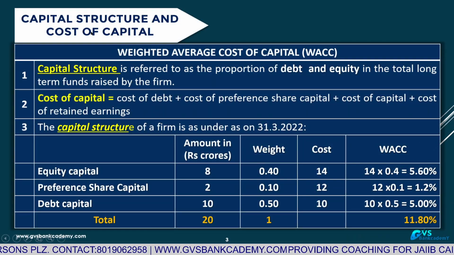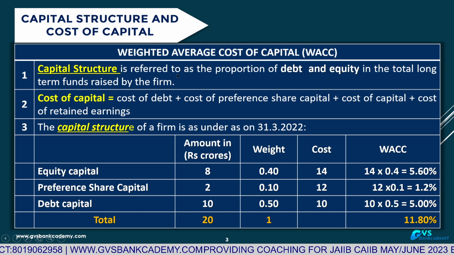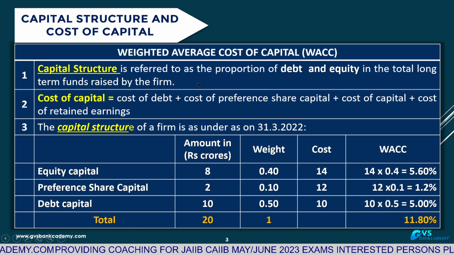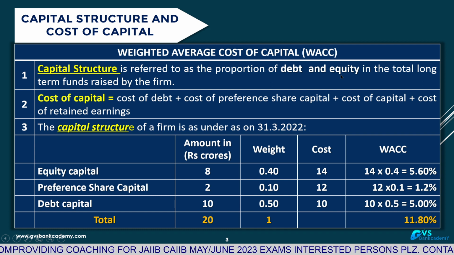Now, capital structure and cost of capital. You are going to calculate the weighted average cost of capital, WACC. What is meant by capital structure? It refers to the proportion of debt and equity in the total long-term funds. In a company's balance sheet, what is equity and what are the long-term loans? That is called capital structure. Debt means long-term debt. Equity means net worth: capital, reserves, surplus, total.